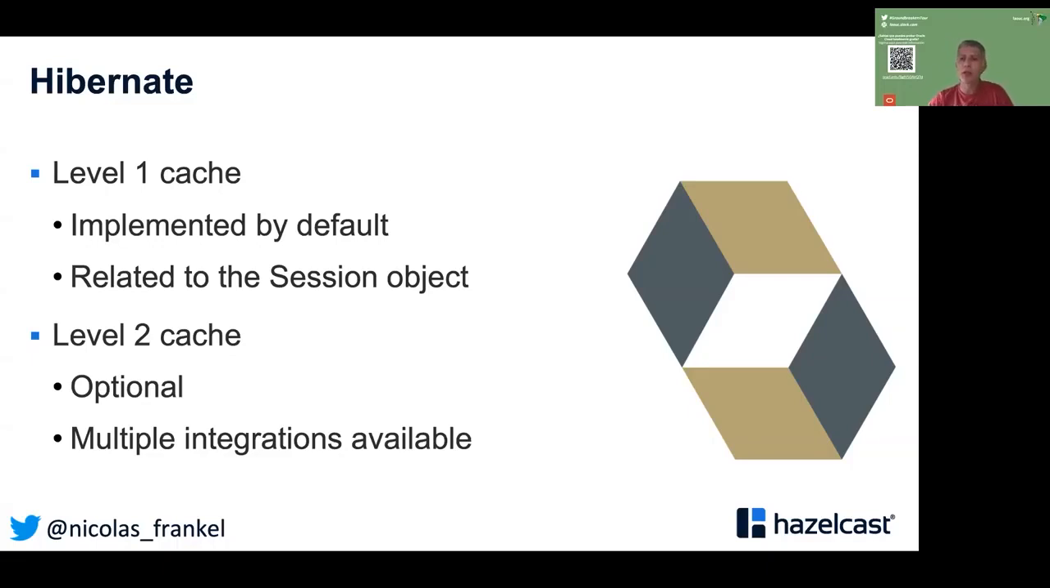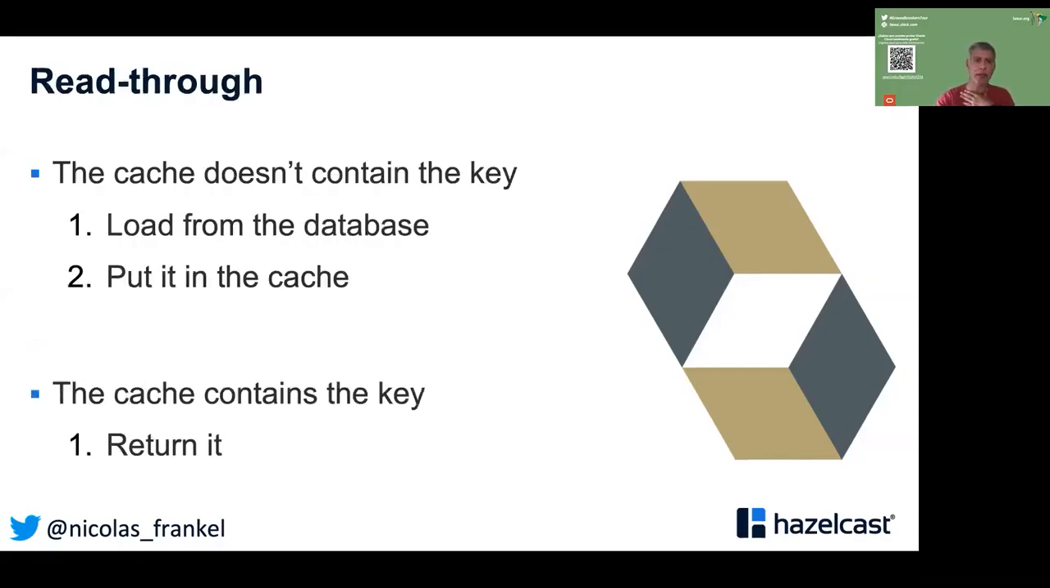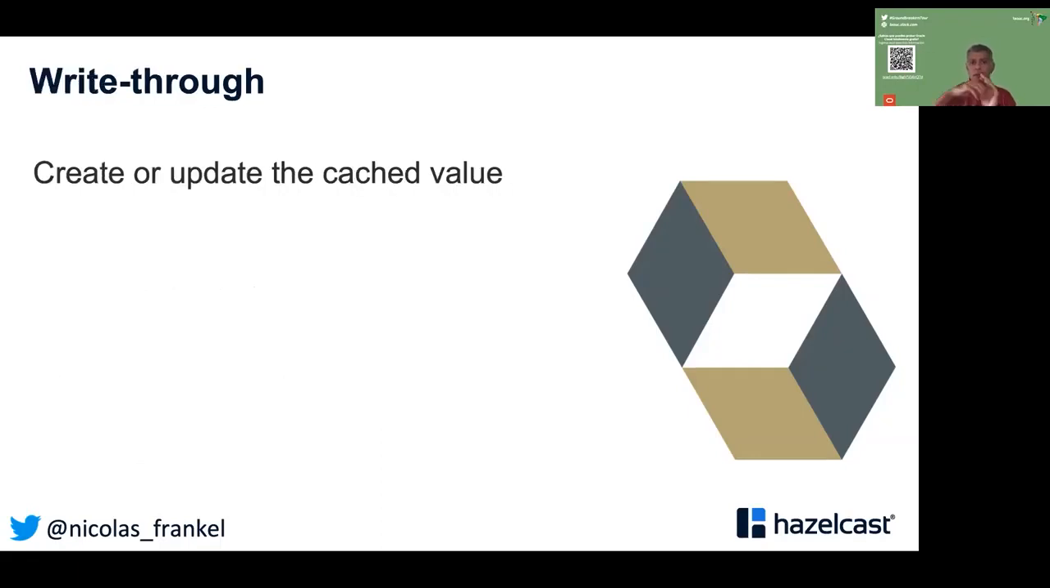However, what you can do to improve performance is to use the level 2 cache. This one is not enabled by default. You must enable it yourself, and more importantly, you must configure it yourself because it relies on a third-party implementation. And the cache is read through. So if the cache doesn't contain the key, it will load it from the database and put it in the cache. And if the cache contains the key, it will return the value. Write through is when you write to the database and create or update the value.